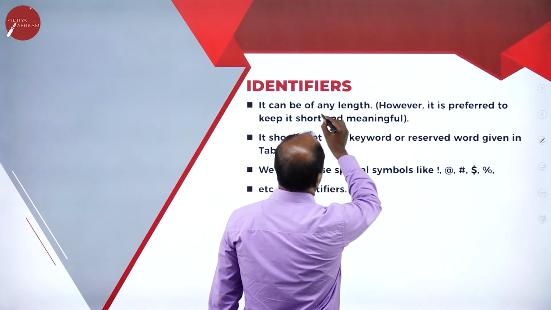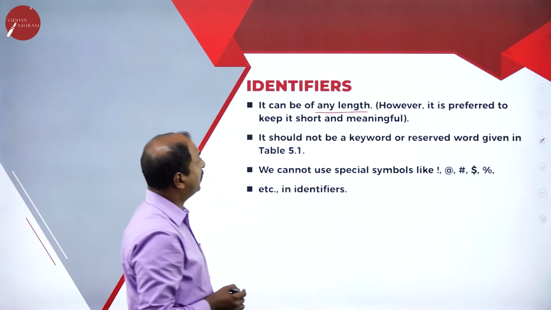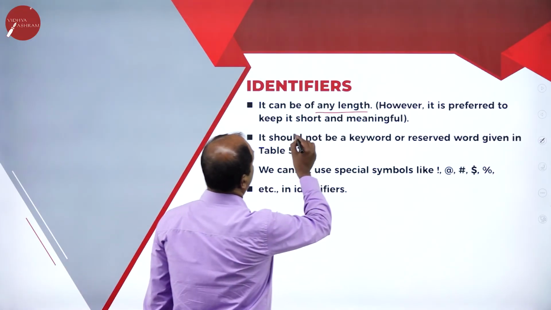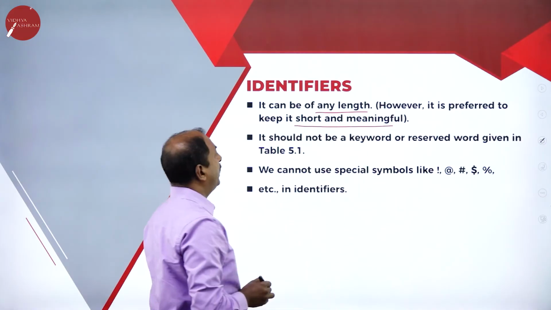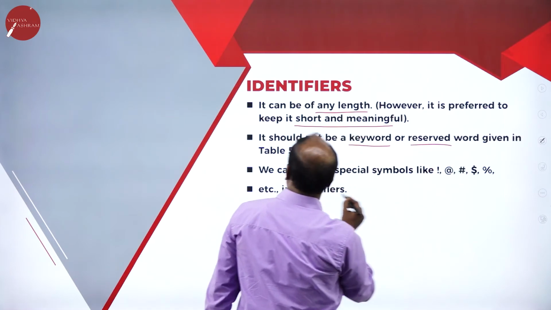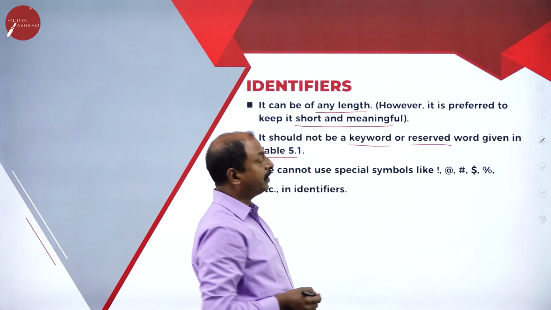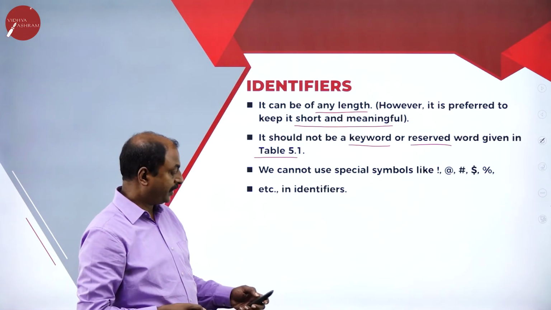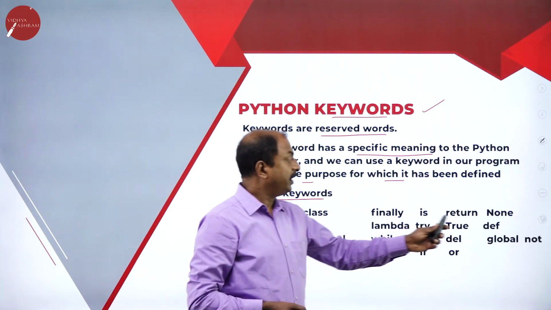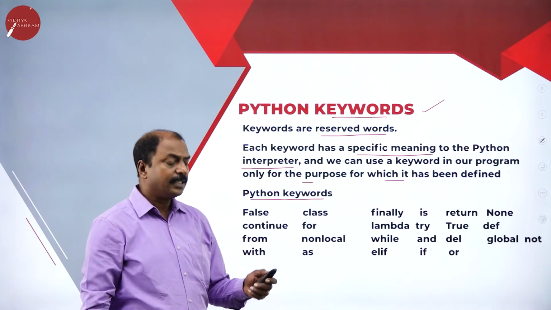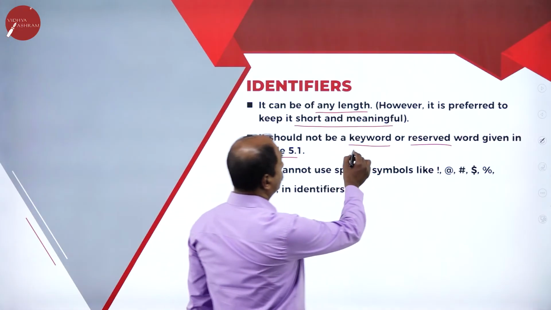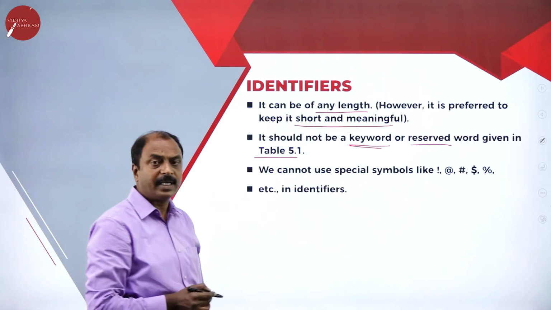It can be of any length. So there is no definite size for an identifier. However, it is preferred to keep it short and meaningful. And it should not be a keyword or reserved word given in the table. So what you have seen in the table in the previous slide, these are all the different keywords. So these keywords cannot be used as an identifier. That is the meaning of we cannot use keywords or reserved words as identifiers.